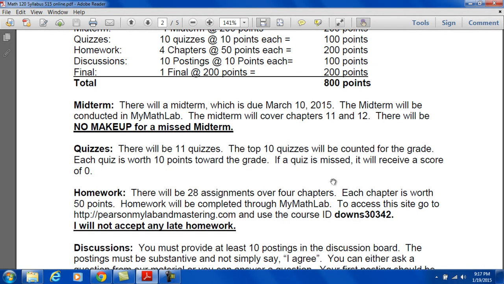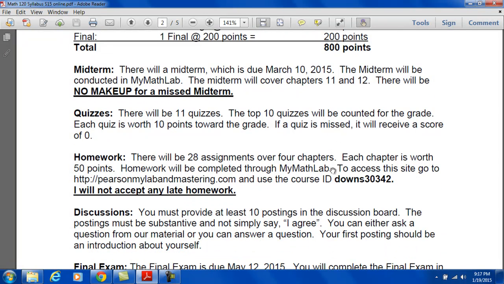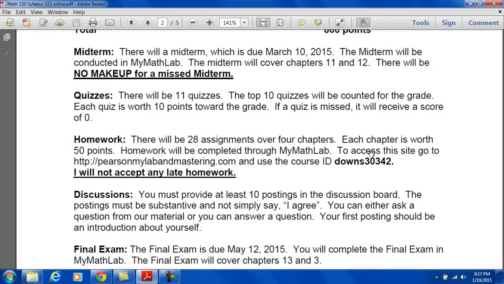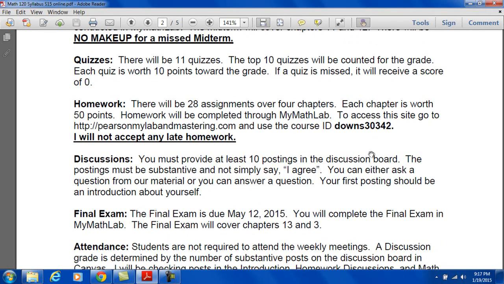Quizzes, there'll be 11 quizzes, like I said before. The top 10 count towards the grade. Each quiz is worth 10 points toward the grade. If a quiz is missed, it gets a score of 0. You take those quizzes inside of Canvas. Homework, 28 assignments over 4 chapters. Each chapter is worth 50 points. Homework will be completed through My Math Lab.